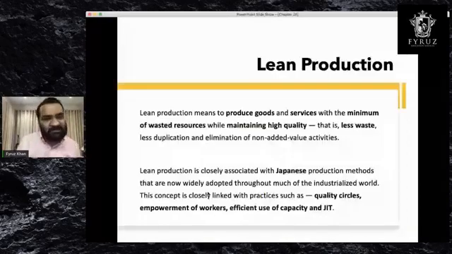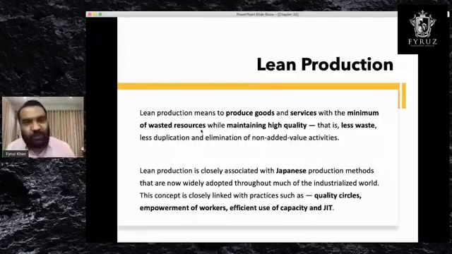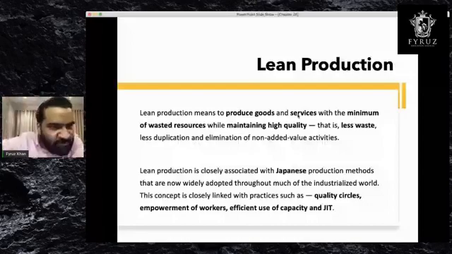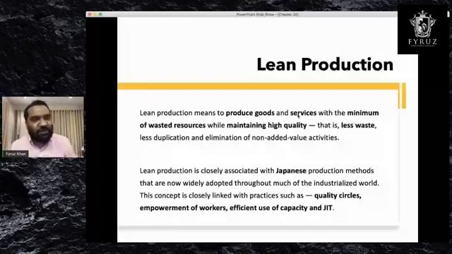So, lean production means you want to produce goods and services with less wastage, while maintaining high quality. You want to do it quickly. So that is lean production. Of course, Japan is the leader in this, because Japan always thinks about minimalism: less wastage, producing more, less hassle, focusing on product quality. Efficient use of capacity, all of those.